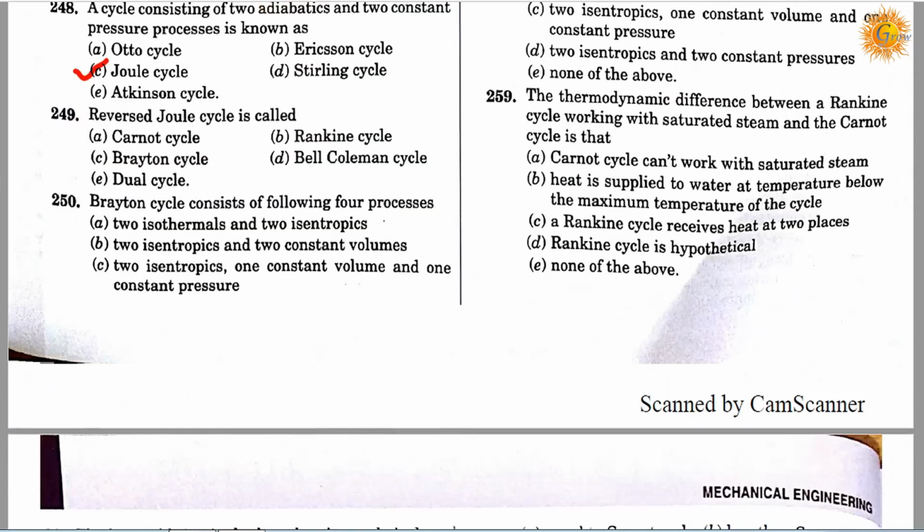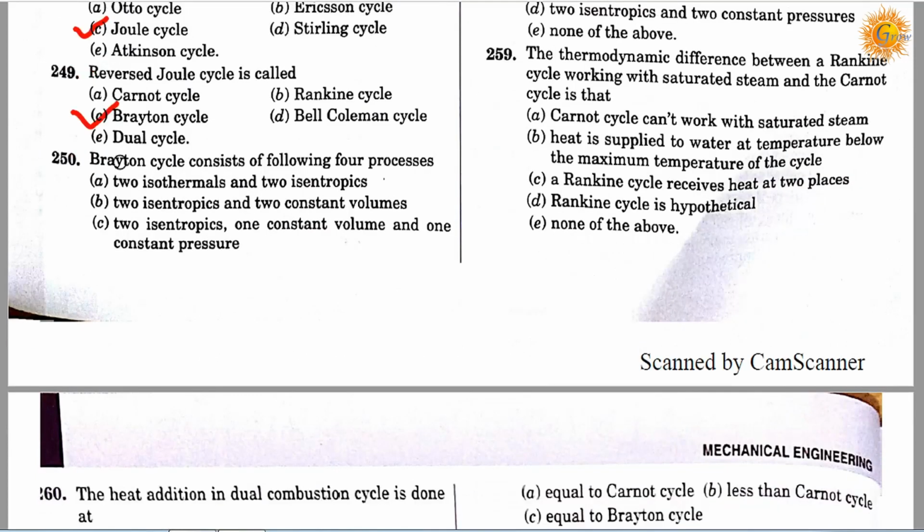Question number 249. Reversed Joule cycle is called: option A, Carnot cycle; option B, Rankine cycle; option C, Brayton cycle; option D, Bell-Coleman cycle; option E, Joule cycle. So the correct answer is C. It's a Brayton cycle.